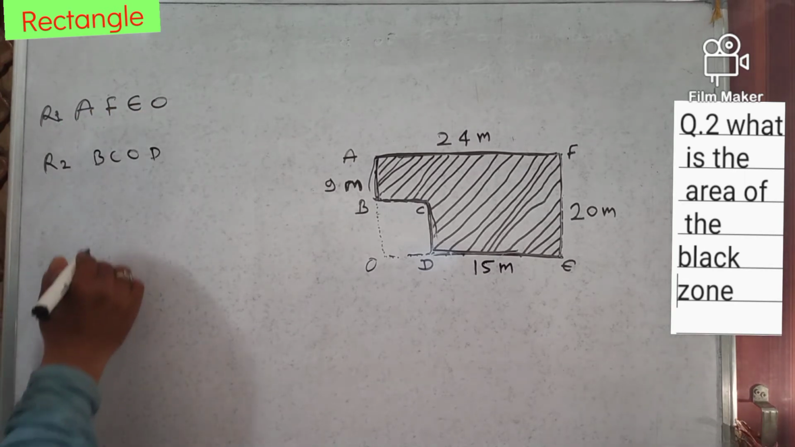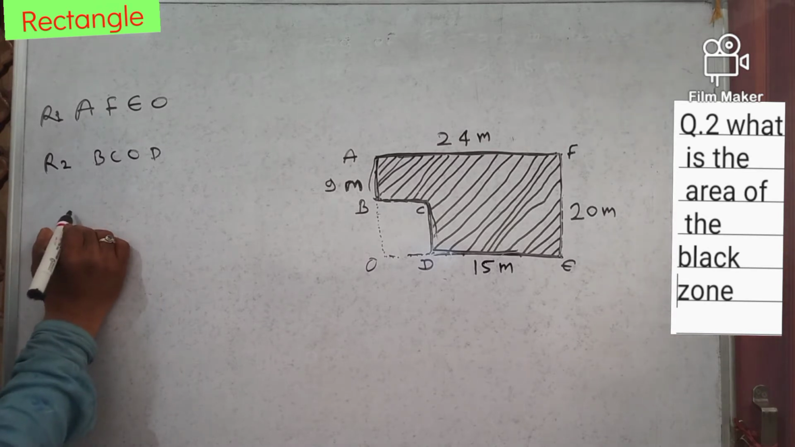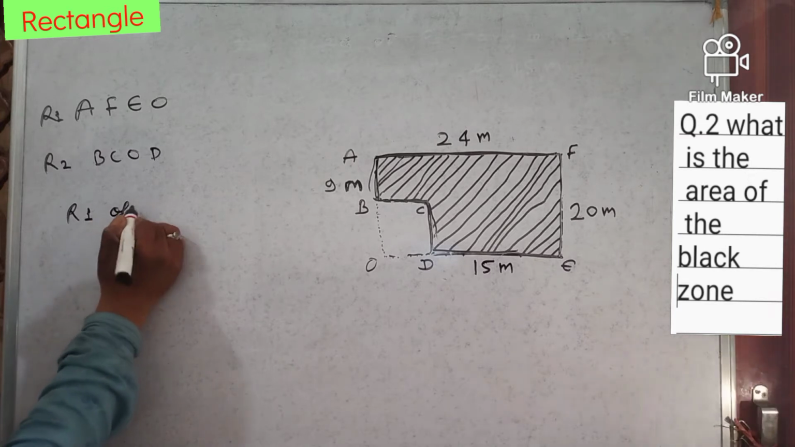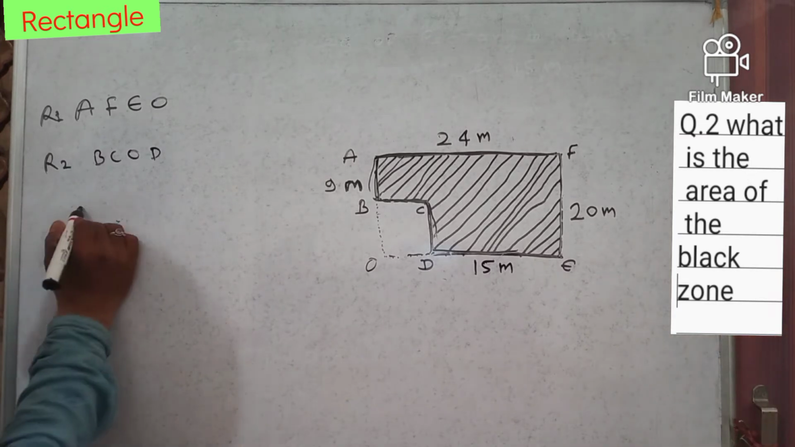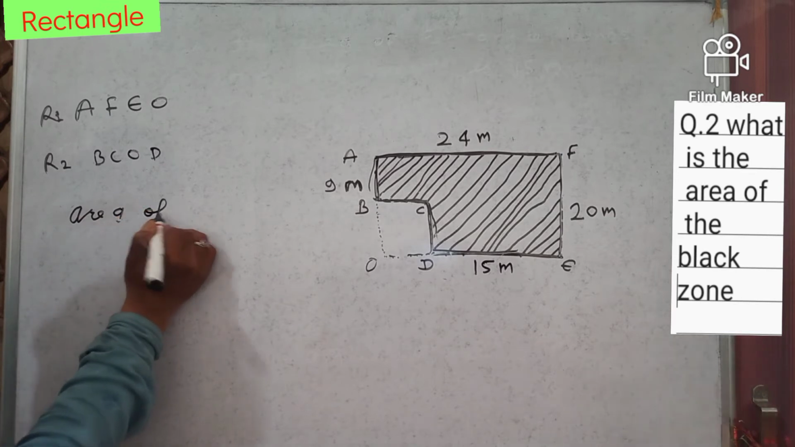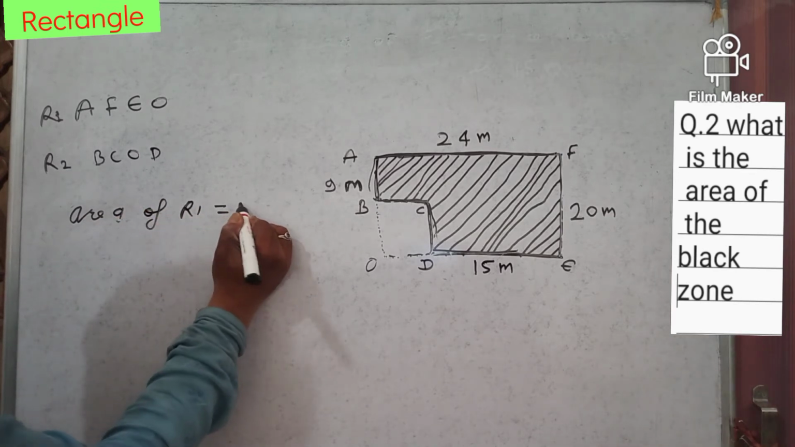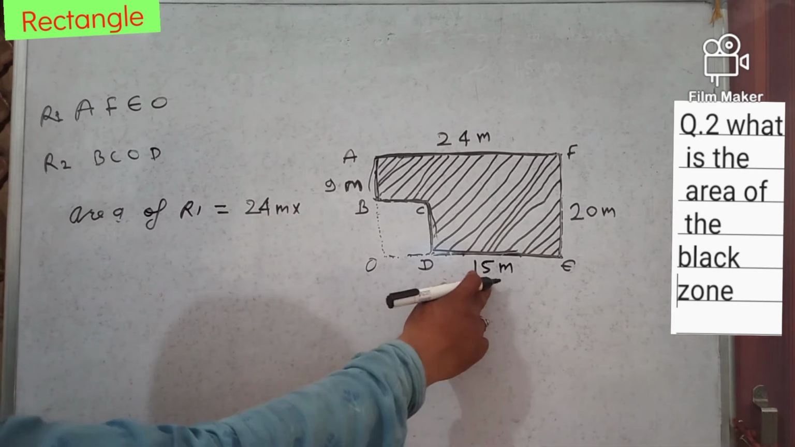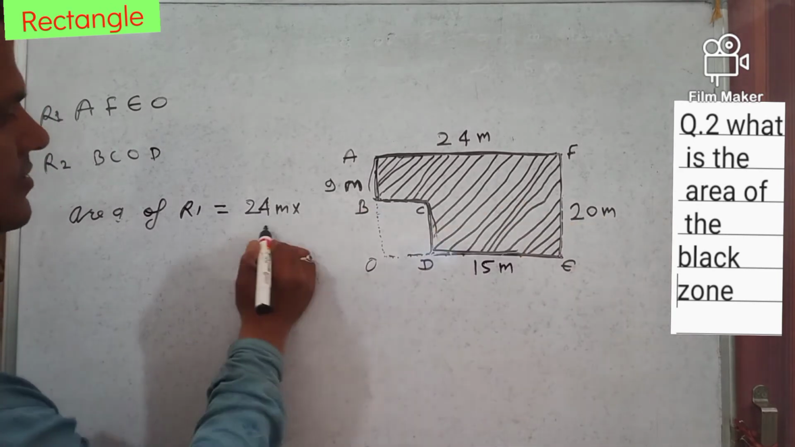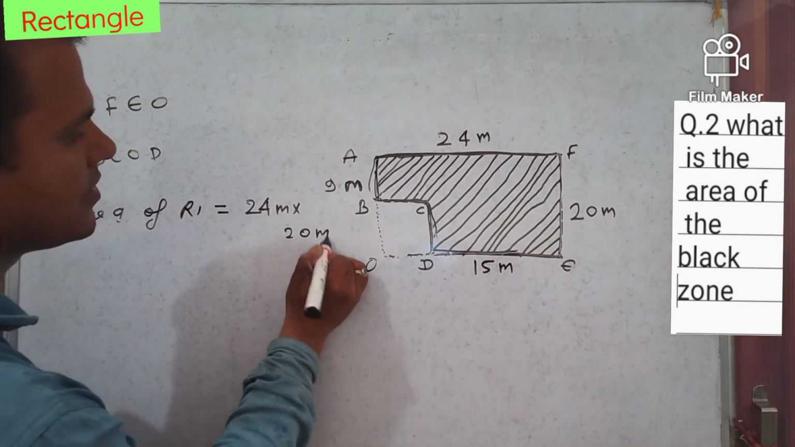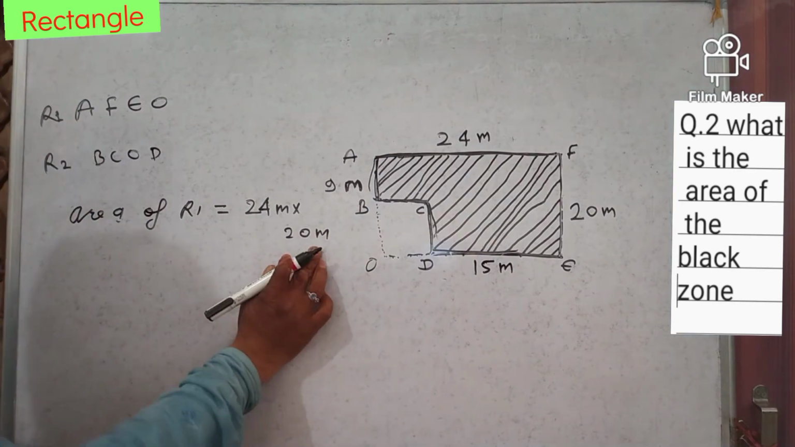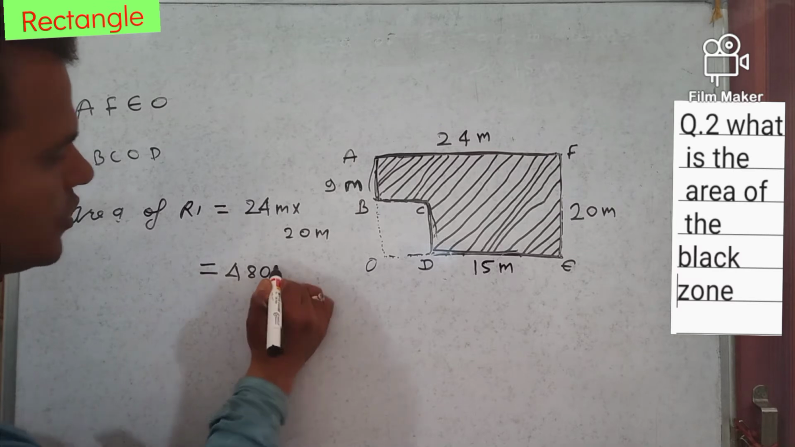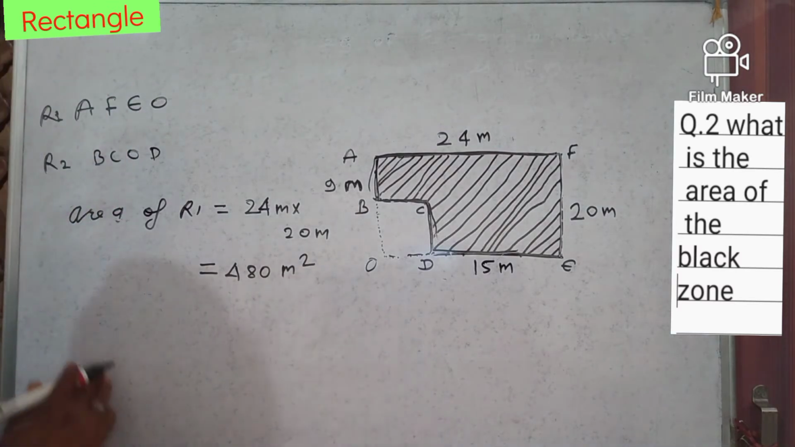So what is the area of rectangle AFEO? The area of R1 is equal to length into breadth, that is, length 24 meters into breadth 20 meters. So 24 times 2 is 48, so it is 480 meter square.